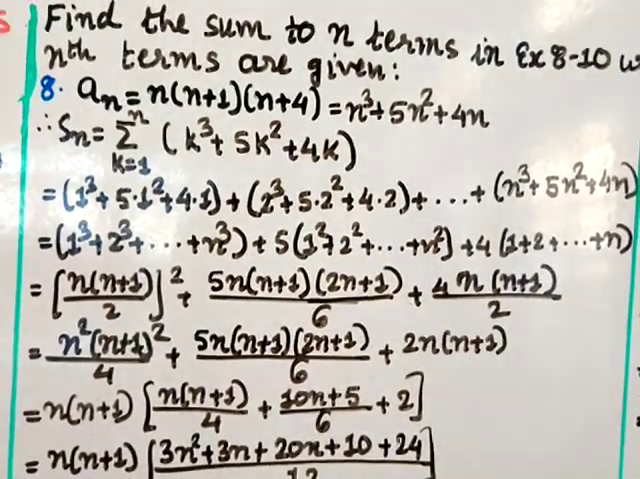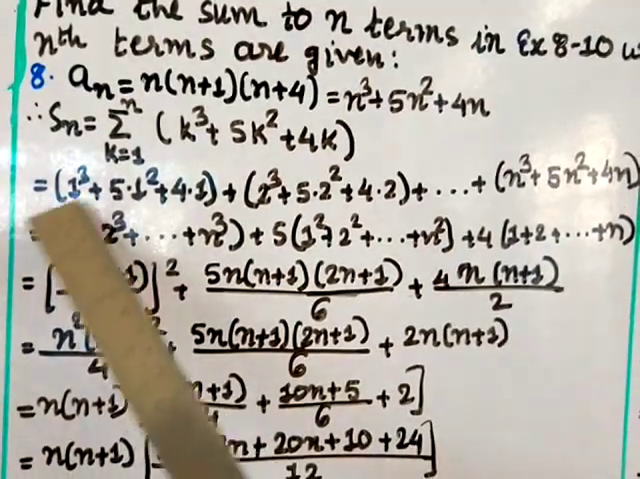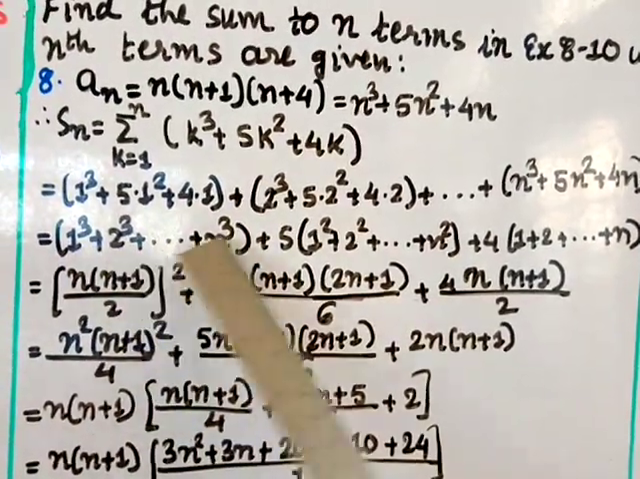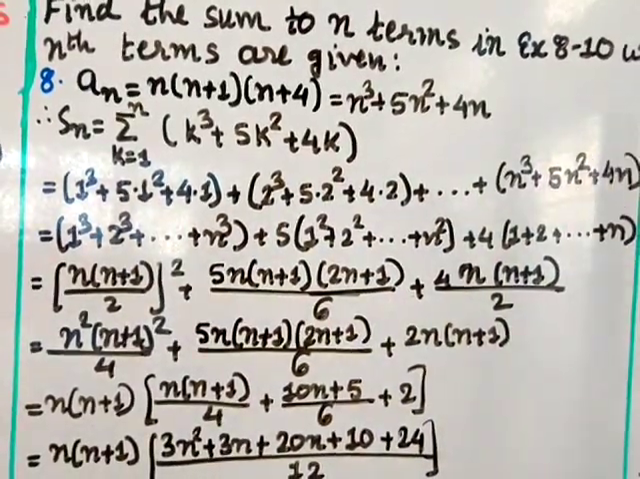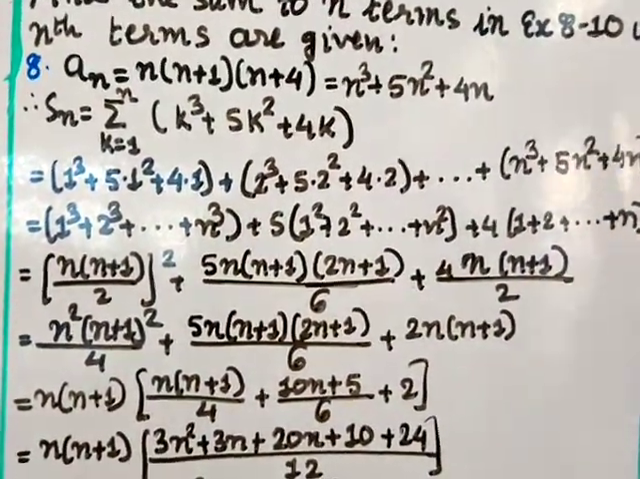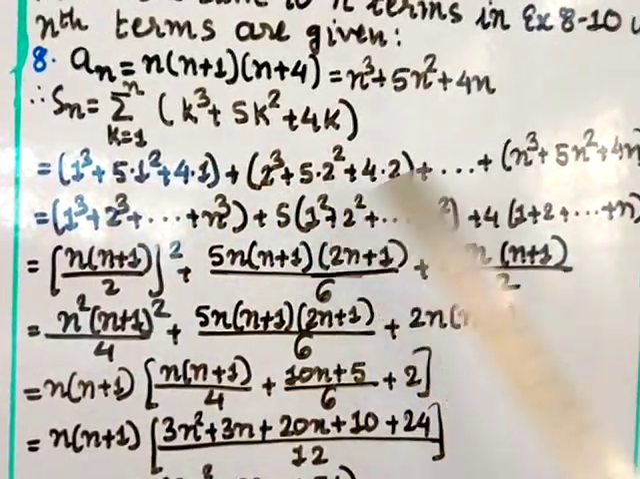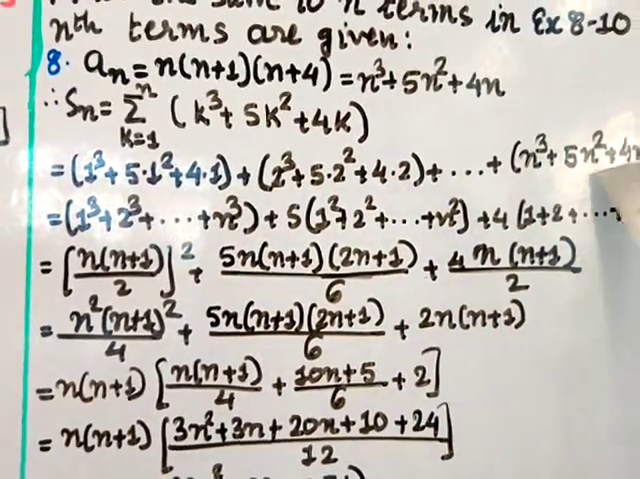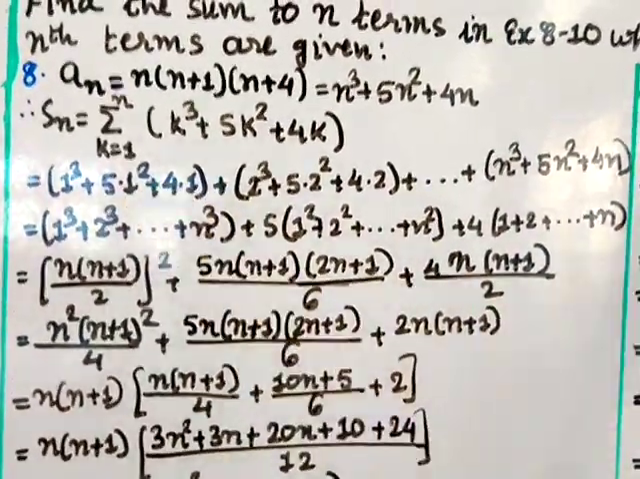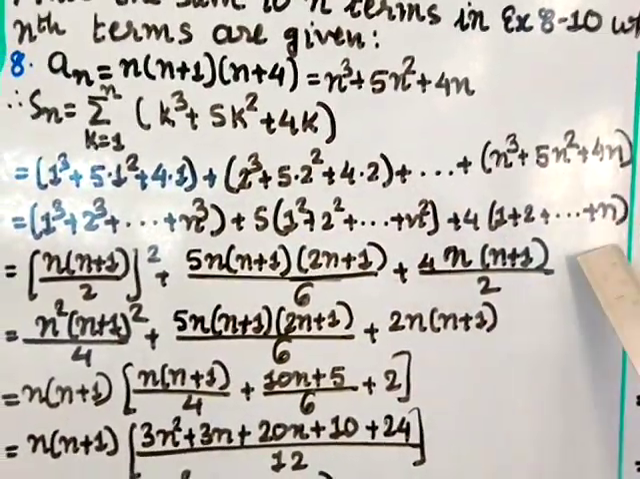Now cube terms together, square terms together, and n terms together. Okay, so here we get 1 cube plus 2 cube plus 3 cube plus up to plus n cube, plus, see, the square terms all have a multiple of 5. Okay, 5 is the coefficient, so you can take 5 common. So here 1 square plus 2 square plus 3 square plus up to plus n square, plus all these terms have 4 common, right? Coefficient is 4, so you can take 4 common. So 4 into 1 plus 2 plus 3 plus up to plus n.